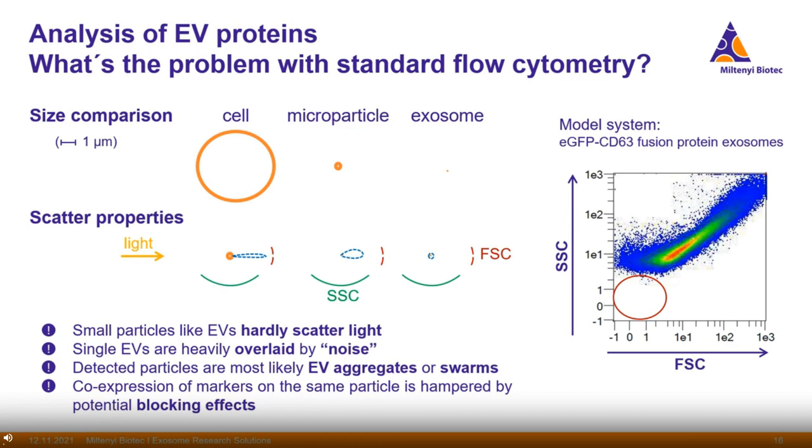But this region is so heavily overlaid by noise, and often a trigger is used to avoid this noise, and therefore the EVs are not visualized. Still, it is possible to analyze surface markers on EVs by flow cytometry, but the co-expression of markers on the same EV is very difficult to address because, again, of the small size of the EV, it's hard to distinguish single EVs from EV aggregates, and on top of this, it's further hampered by the potential blocking effects of the antibodies.